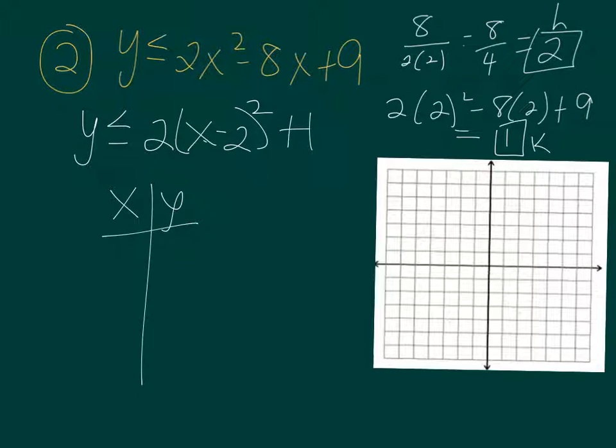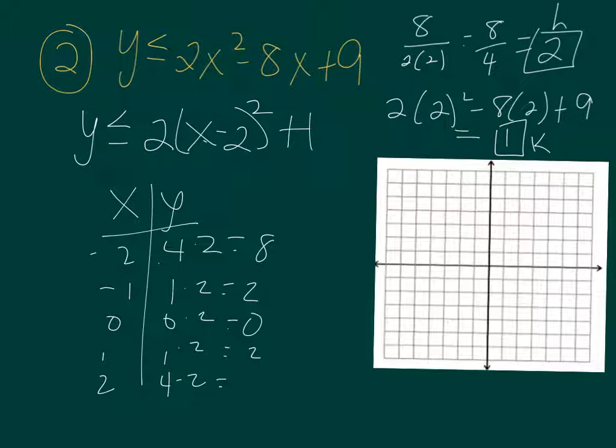So we make our xy table, negative 2, negative 1, 0, 1, 2, 4, 1, 0, 1, 4. We have to times everything by 2. So we get 8, 2, 0, 2, and 8. Okay, so we're going to go ahead and graph those points. So we get left 2 up 8, which is up here. Left 1 up 2, 0, 0, 1, 2, 2, 8. Okay, a little bit hard to see, but that's okay.